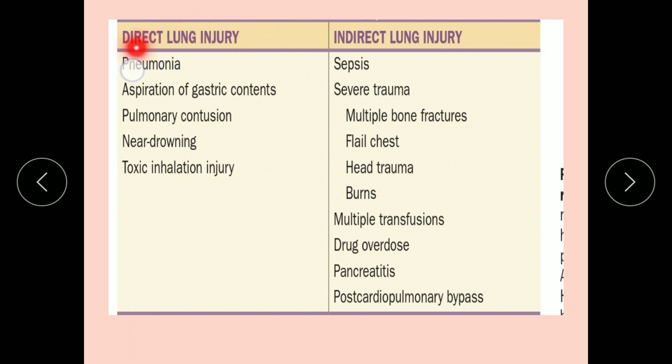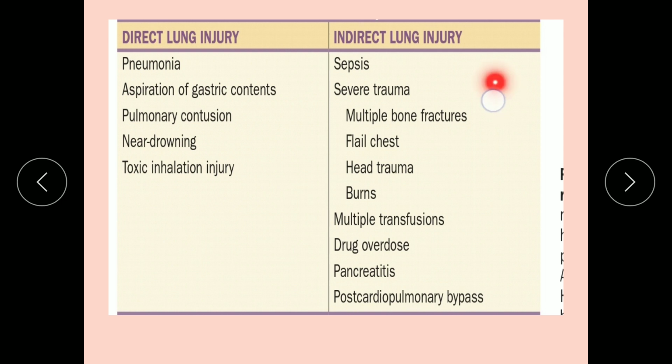Causes for direct lung injury that can predispose to ARDS are pneumonia. Pneumonia is the most common cause for direct lung injury causing ARDS. Apart from this, aspiration of gastric contents, pulmonary contusion, near drowning, toxic inhalational injury. These are the direct lung injury causes that result in ARDS.